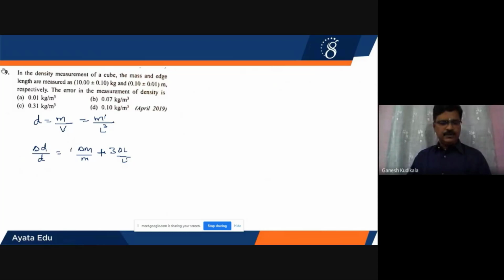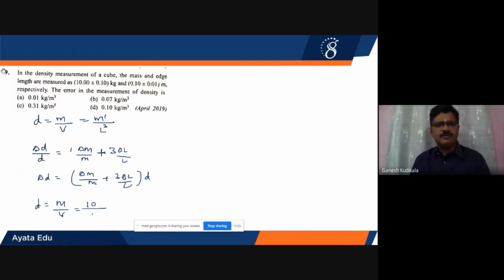Since he's asking to find the error in the measurement, delta D will become, D being transferred here, delta M by M plus 3 into delta L by L, whole multiplied by D. First of all, we have to evaluate density, because mass and volume have been given. Let us first find the density. Density will be equal to mass by volume, without using errors here. Mass is 10 divided by volume 0.1 whole cube, which is 10 to the power of minus 3. You get 10 to the power of plus 4.